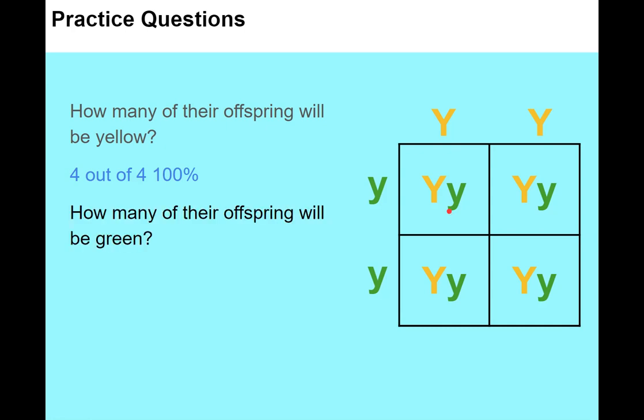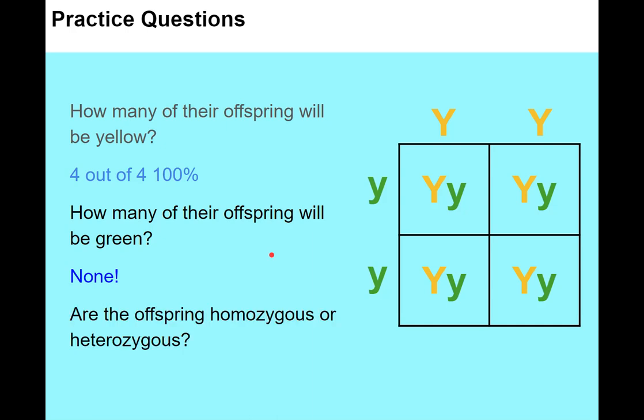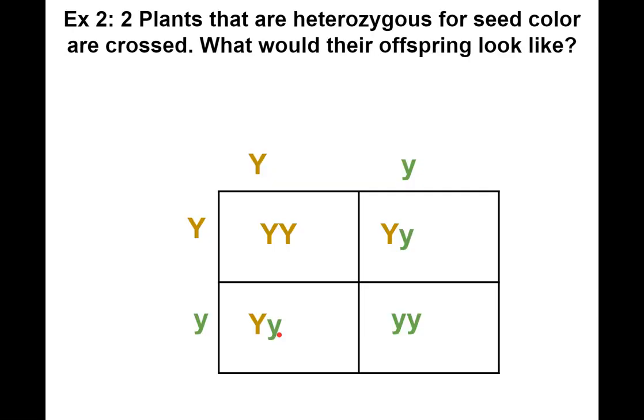Okay, how many of the offspring will be green? Well, hopefully it's clear that if 100% are yellow, then 0% are going to be green. They're all going to be yellow. Okay, are these offspring homozygous or heterozygous? They're heterozygous. Hetero meaning different. So there's two different ones. So they're all big Y, little y. So they're all heterozygous. Okay, another example, just to make sure.